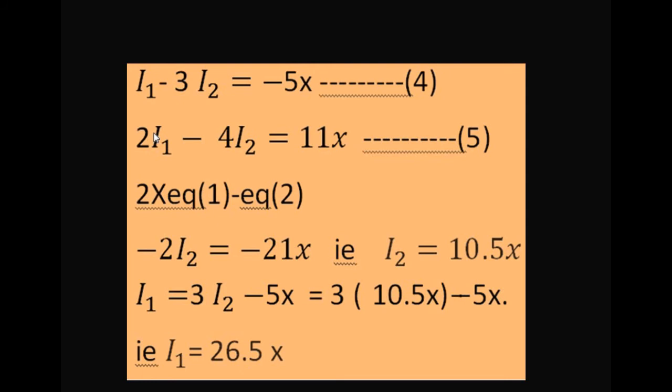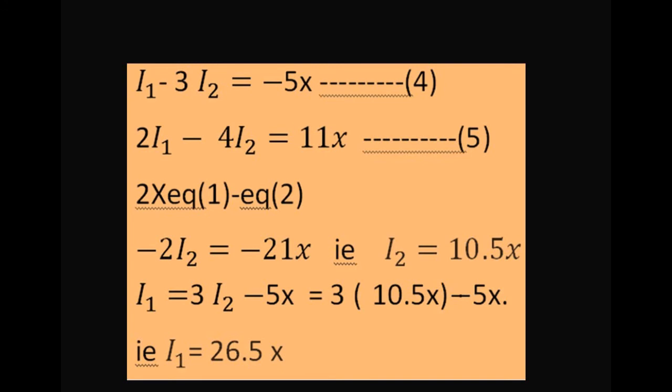So 2I1 minus 2I1, the I1 just vanishes, and minus 6I2 minus 4I2 becomes minus 6I2 plus 4I2, that becomes minus 2I2. Then on the right you get minus 10x minus 11x, because you have to multiply by 2, so it becomes minus 21x. So you get minus 2I2 is equal to minus 21x, and the minus signs cancel. Take 2 to the other side and you get I2 is equal to 10.5x. I2 value is positive 10.5x.